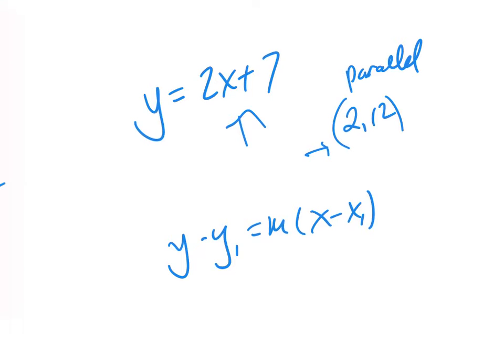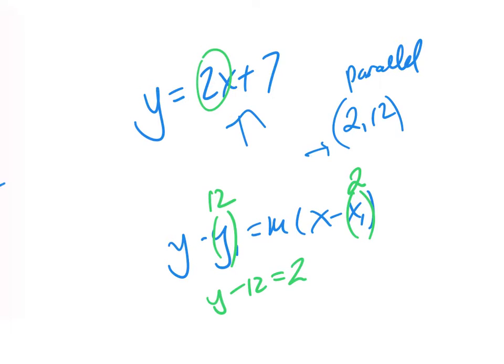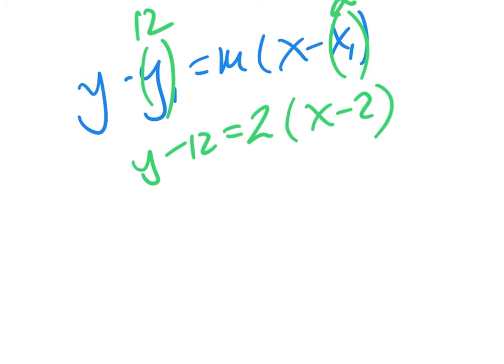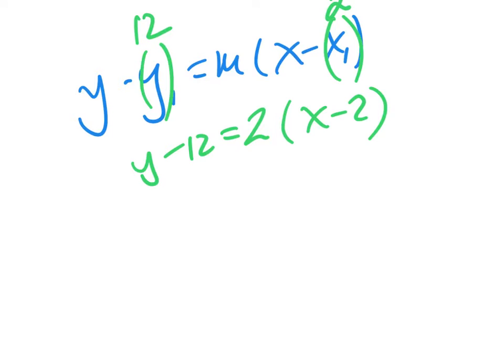All right, I'm hoping that came back quick. The point goes here and here. In this case, the x is 2, y is 12. So it's y minus 12 equals slope. What's the slope? 2. Times x minus 2. Could you solve it down further? Sure, but you don't have to. That's an equation that goes through that point and has that slope.